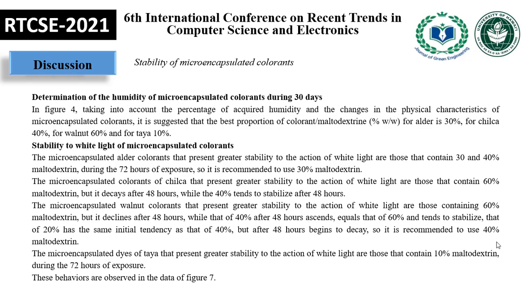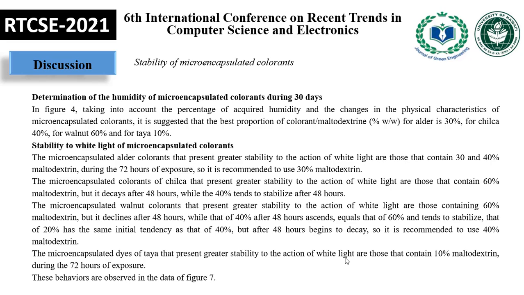Determination of the humidity of microencapsulated colorants during 30 days. In Figure 4, taking into account the percentage of acquired humidity and the changes in the physical characteristics of microencapsulated colorants, it is suggested that the best proportion of colorant to maltodextrin for alder is 30%, for chilca 40%, for walnut 60%, and for taya 10%.